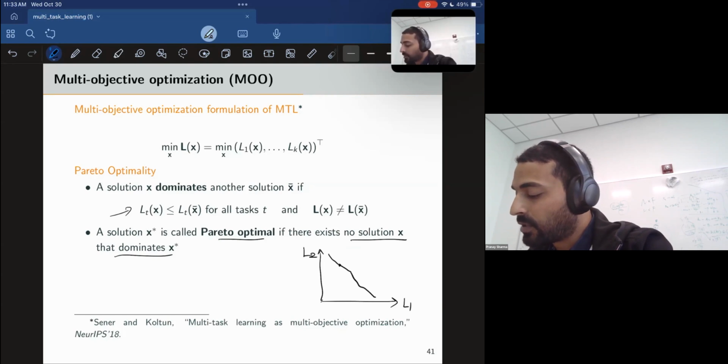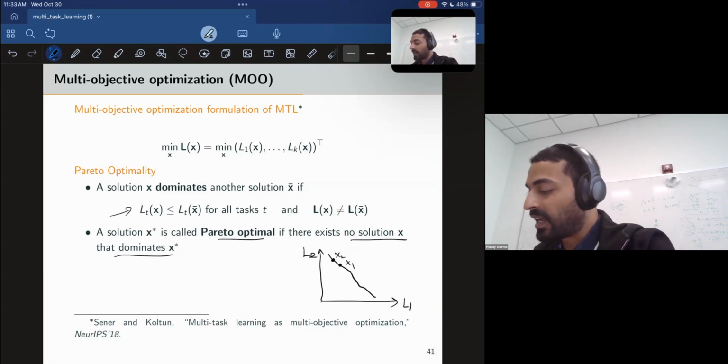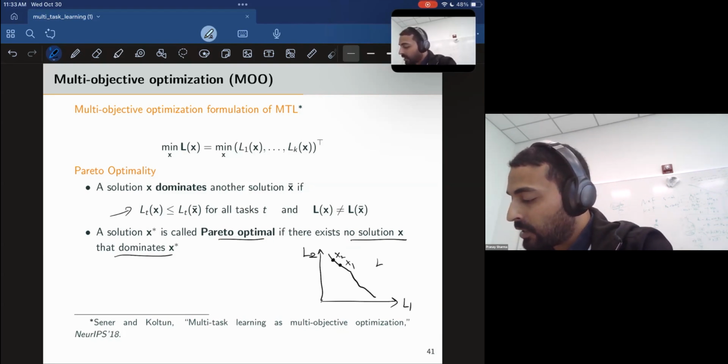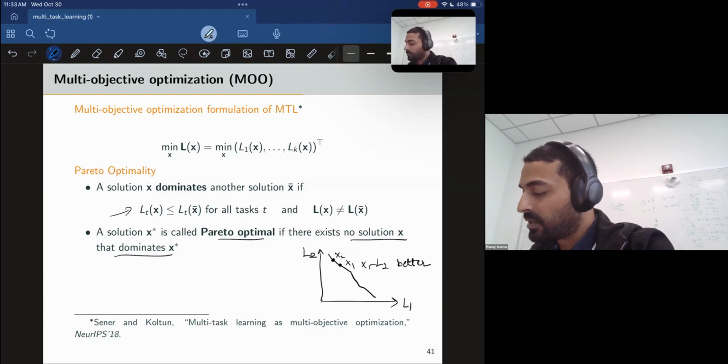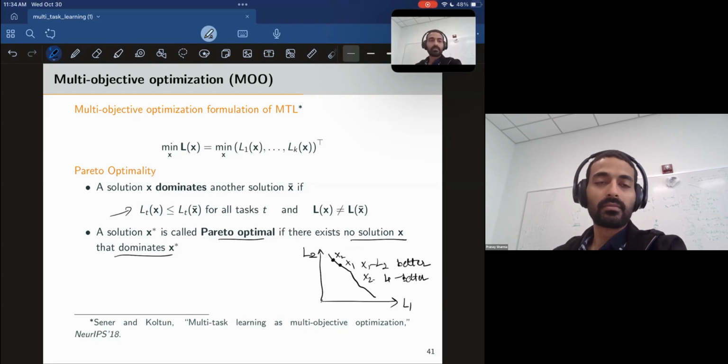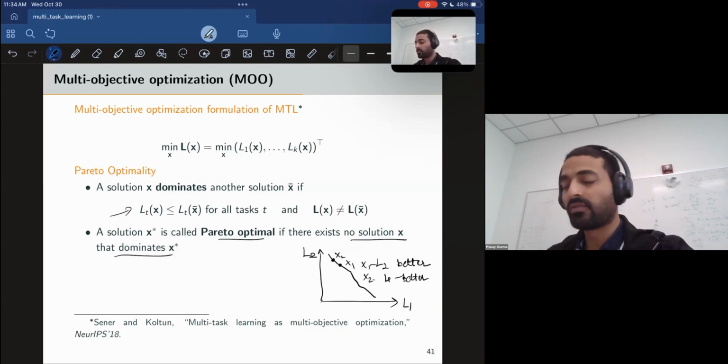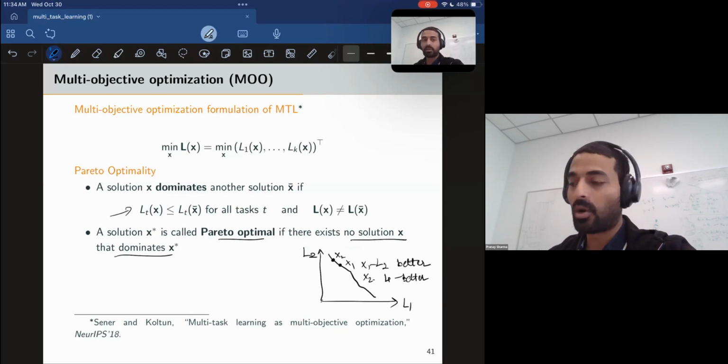Now, let's compare these 2 points. So this is x2 and this is x1. At x1, L2 is better, right? But at x2, L1 is better. So therefore, if we had to choose between one of them, this doesn't give us a clear decision, right? So both of these points are Pareto optimal.